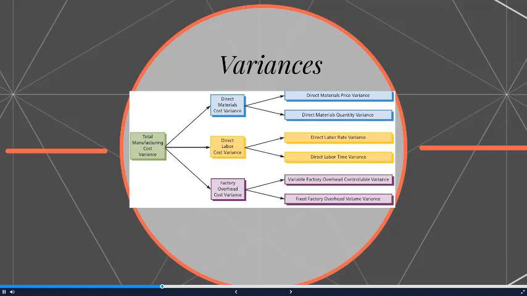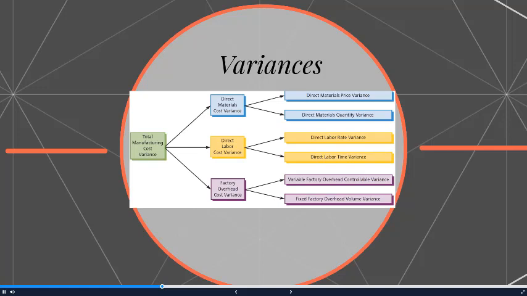Then we move on to our direct labor cost variance. This again is broken down into two pieces. We'll look at our direct labor rate variance, or how much we paid our employees compared to how much we should have paid our employees, and our direct labor time variance. The time variance is referring to hours used. So we'll take a look at the actual hours used versus how many hours should have been used to produce these products.